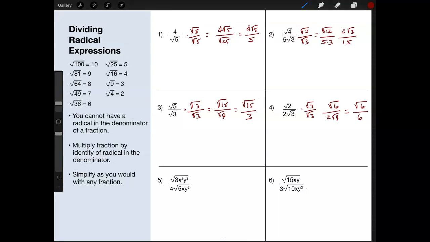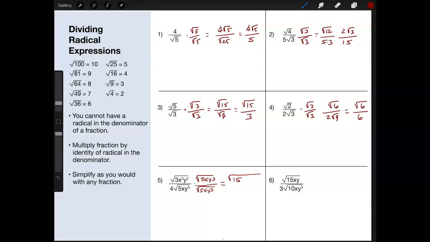For example number 5, notice we have variables and exponents under the radical sign. We will need to follow the rules of exponents when simplifying. The problem is the square root of 3x squared y squared divided by 4 times the square root of 5xy cubed. So we multiply the top and the bottom by the square root of 5xy cubed. 3 times 5 is 15.